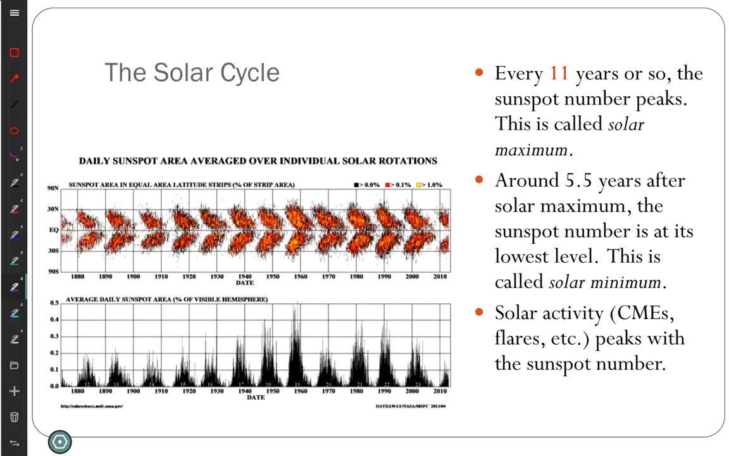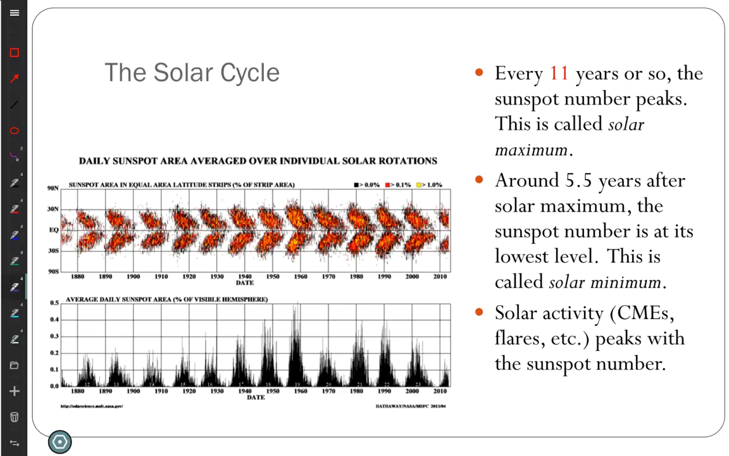The solar cycle. Now, that video, once again, was a really good video, and it talked about the solar cycle. Approximately every 11 years, the sun goes through a solar cycle. And so you see that top one? That's called the butterfly diagram. Why? It kind of looks like a bunch of butterfly wings.